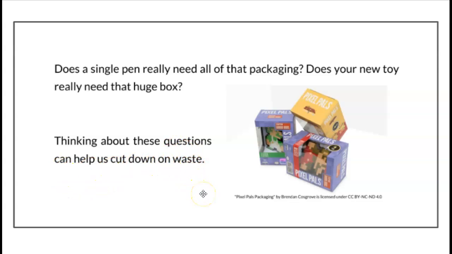Now, if you're taking notes, you might want to write down something like, packaging does not equal good, or packaging does not equal better. All right, here we go.